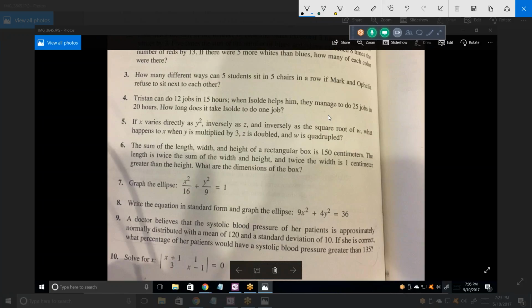Number 5, how should this equation read? Can I tell you how I started it, and then we try to see if we can move from there? So I started it with the equation x equals y squared over z times the square root of w.